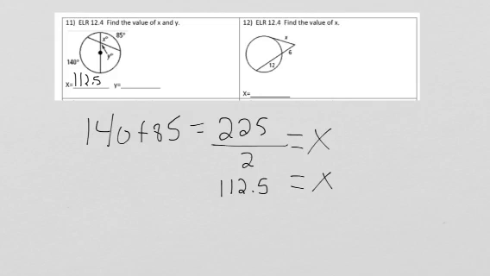So then y is going to be supplementary to that. They must add up to 180. So then y is going to be 67.5. Sweet.